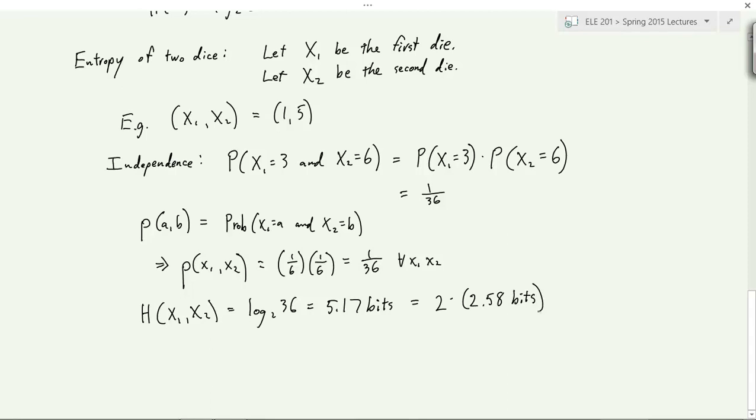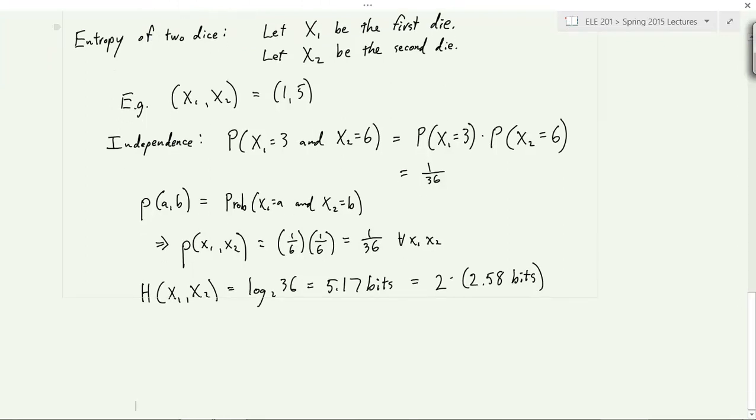Okay, so when we roll 2 dice and they're independent, we get twice the entropy of when we rolled 1. There's another property, another reason why people say entropy is a good metric: when you have independent things, the entropy adds. So let me make that a general statement. That wasn't just for dice. That was for any independent random variables.